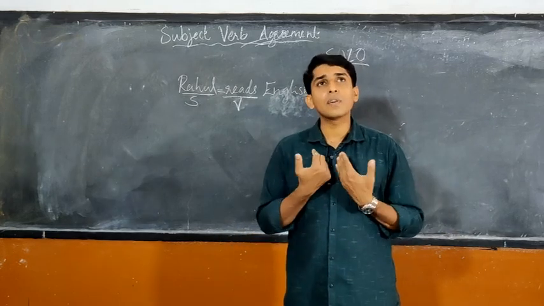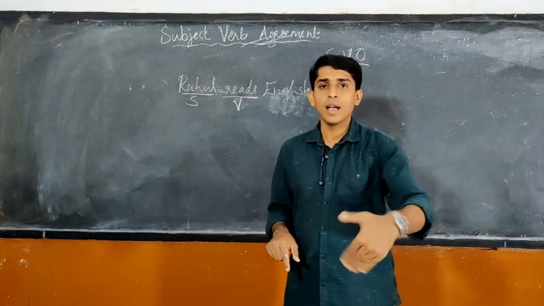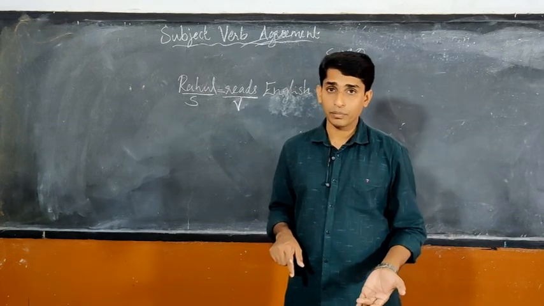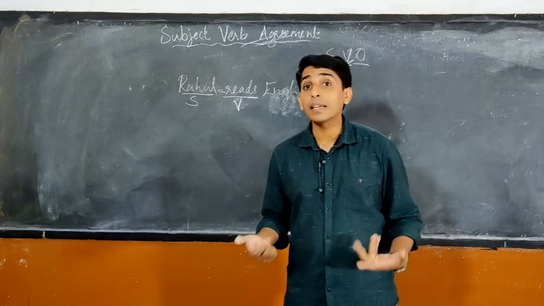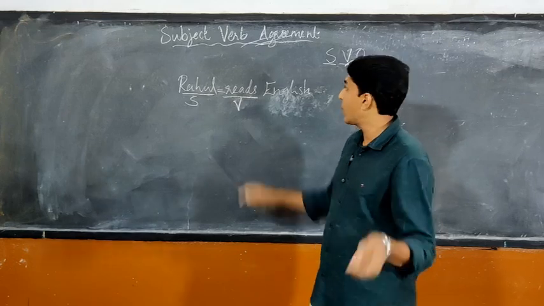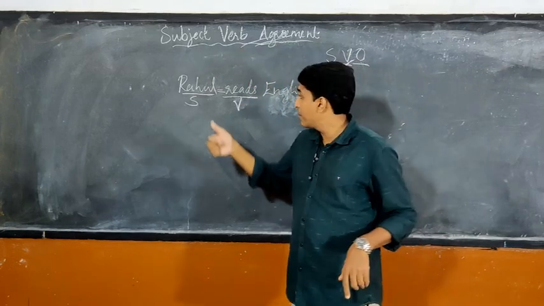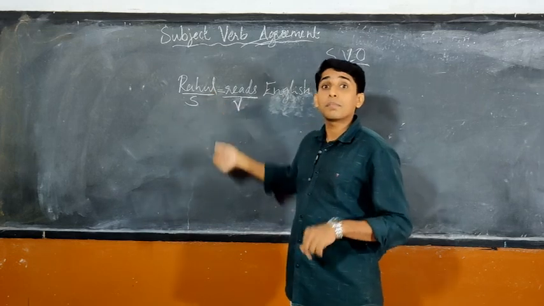Suppose the agreement is like this: on the 1st of August, that means coming August, I have to give 10 lakh rupees. I couldn't give it, then what will happen? The agreement is broken. So the agreement is something that should not be broken. That is why it is called the subject verb agreement. There is an agreement between the subject and verb in each sentence.